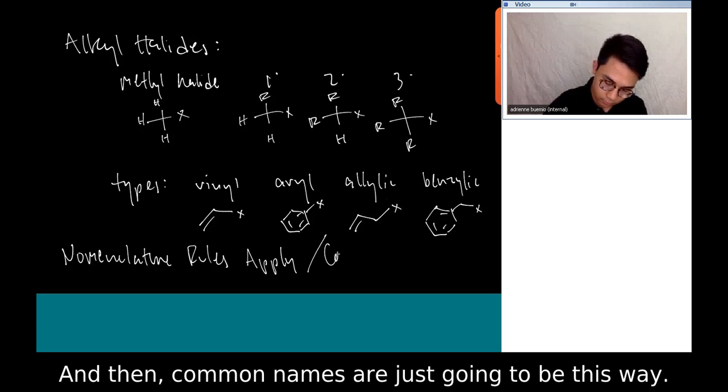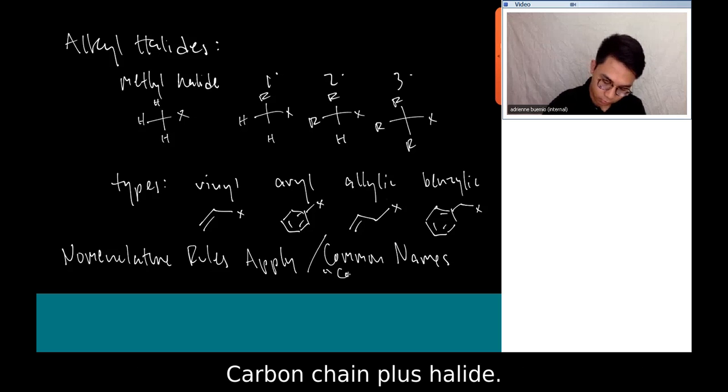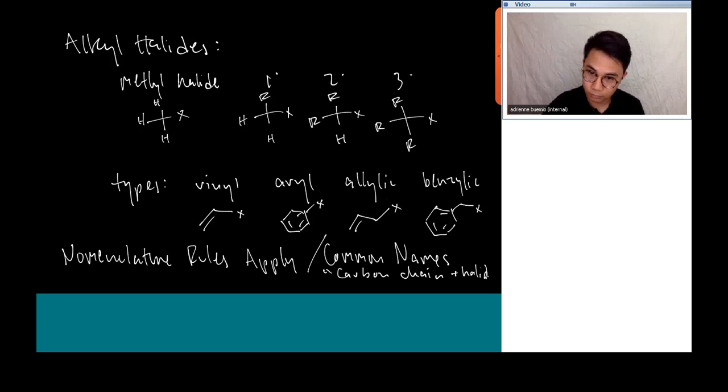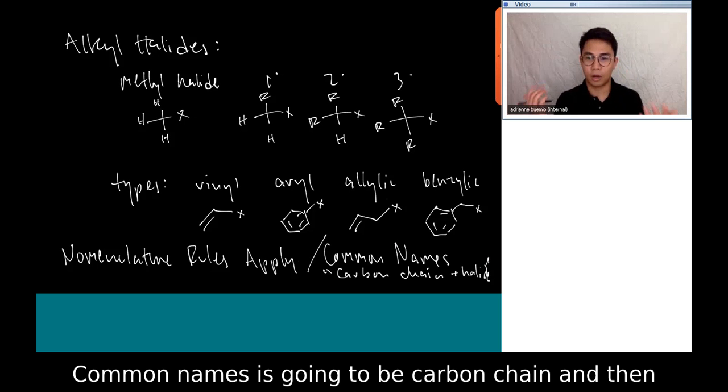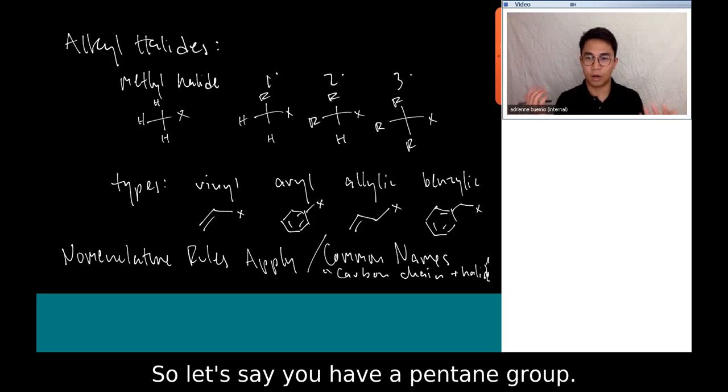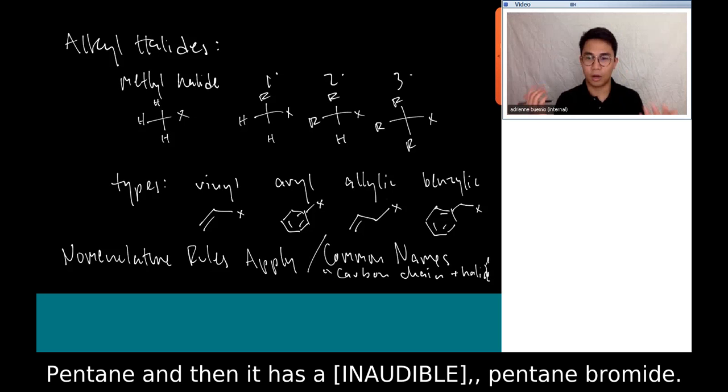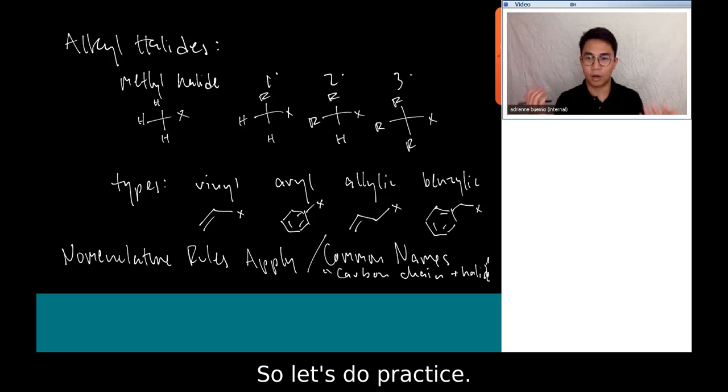Common names are just going to be this way: carbon chain plus halide. Common names is going to be carbon chain and then plus your halide. So let's say you have a pentane group, and then it has a bromine at the end. Pentane bromide. Nothing too crazy. So let's do practice.